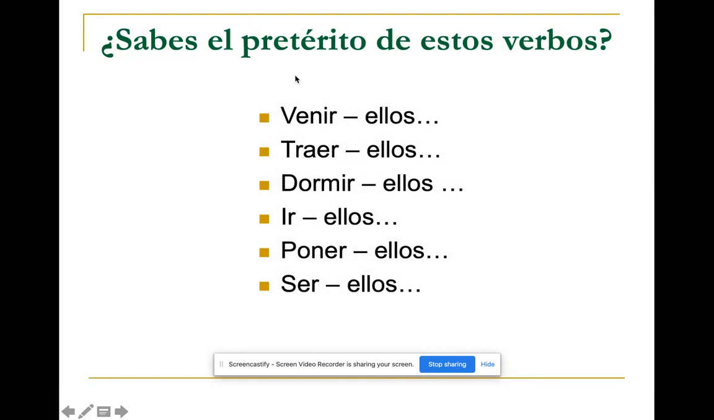So, do you know the preterite of these verbs? So it would be ellos vinieron, ellos trajeron, ellos durmieron, ellos fueron, ellos pusieron, y ellos fueron. So if you don't know this form, you need to review your preterite because you're going to have trouble with imperfect subjunctive. Once you know the preterite, imperfect subjunctive is going to be very, very easy.